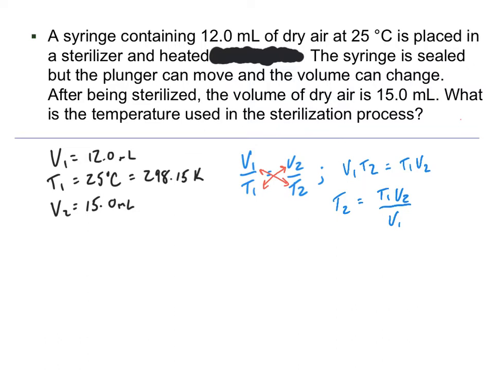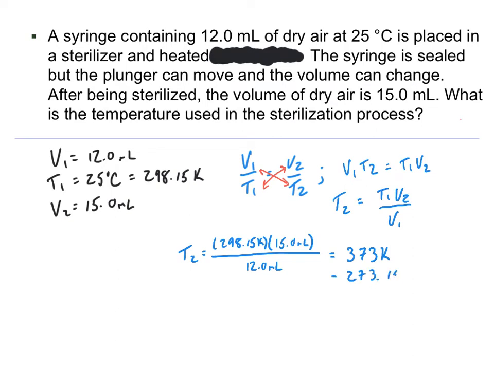And now we simply plug those numbers in, which gives us a value of 373 Kelvin. We then convert that back to Celsius, subtracting 273.15 for a temperature of 100 degrees C. And so again, if we think about our answer, in this case our volume increased, and we said that volume and temperature are directly proportional to each other, and so our temperature should have increased as well. And it did, from 25 degrees C to 100 degrees C.